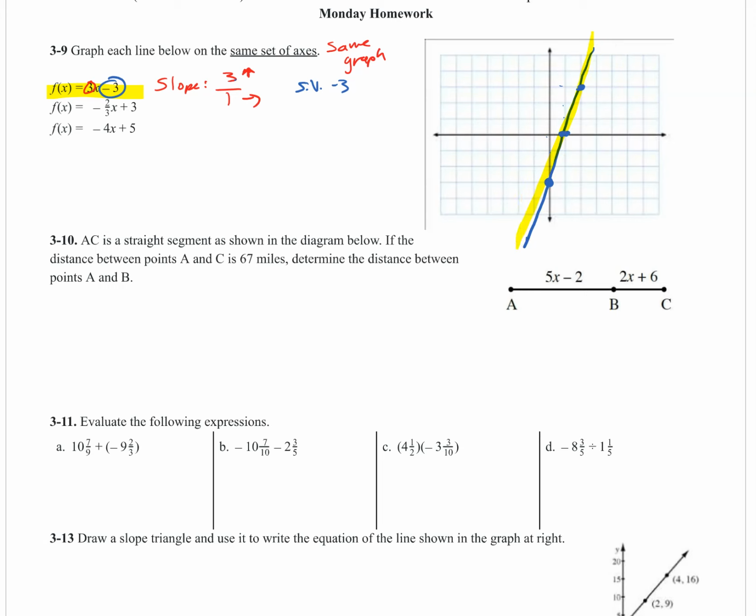And then let's try another one. This one is going to have a slope of -2 over 3. So what that tells you to do is -2 means go down 2, but you still go right 3. Down 2, right 3. And this one has a starting value of +3. So let's go to +3 on the y-axis. That's my starting value. And then let's follow the instructions from the slope. Down 2, right 3.